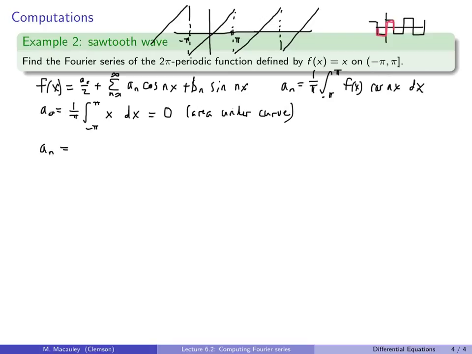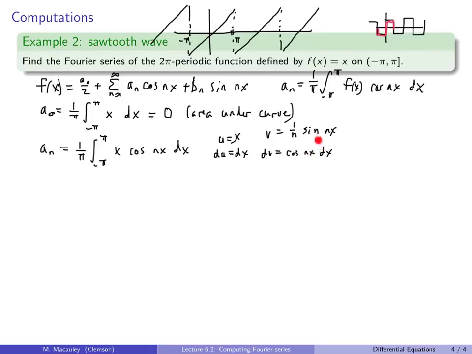A n is going to be 1 over pi, integral from negative pi to pi, times x, this is f of x, times cosine of nx dx. This is an integration by parts thing. So let's do u equals x, du equals dx, dv equals cosine of nx dx, and v equals 1 over n sine of nx. I always have to check the sign, S-I-G-N, and yes, that is correct.